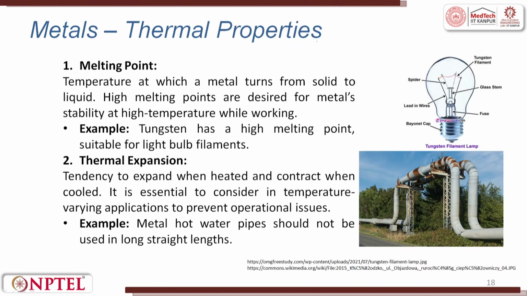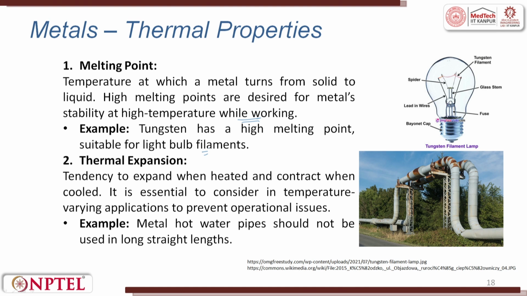Thermal property: the melting point of metals is always high. The temperature at which a metal turns from solid to liquid is called the melting point. High melting points are desirable for metals for stability at high temperatures while working. For example, tungsten has a high melting point, suitable for light bulb filament application. So, tungsten is always used. In olden days, now it has become LED and other applications.